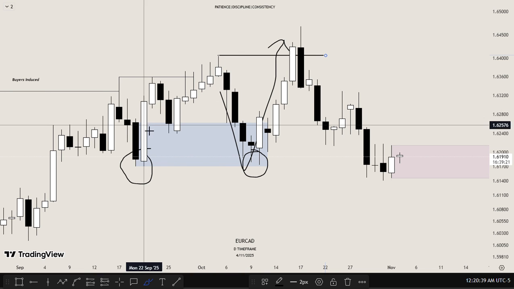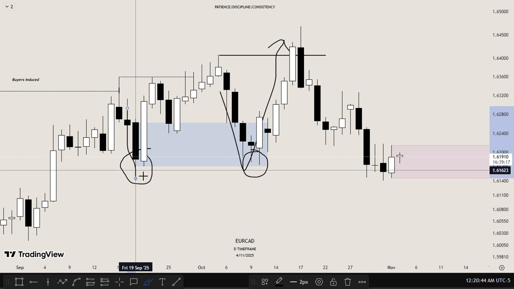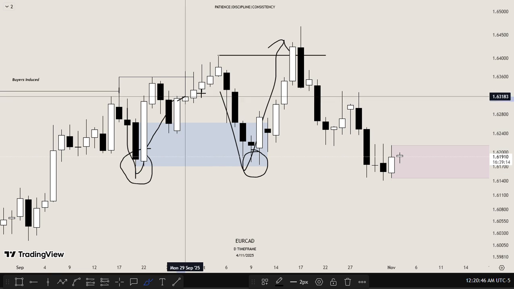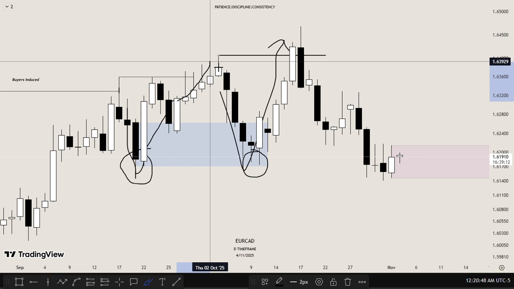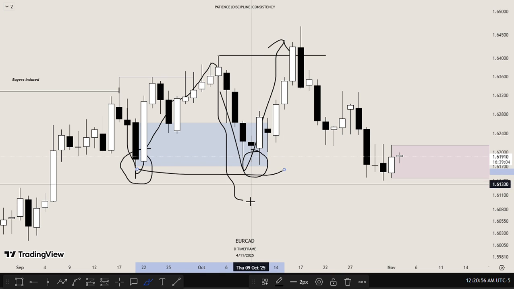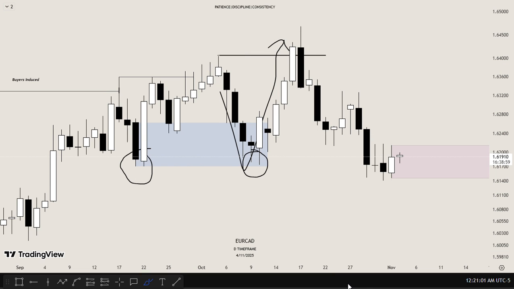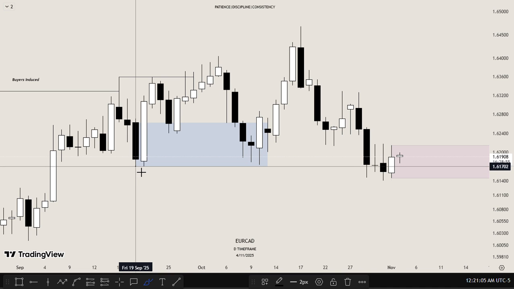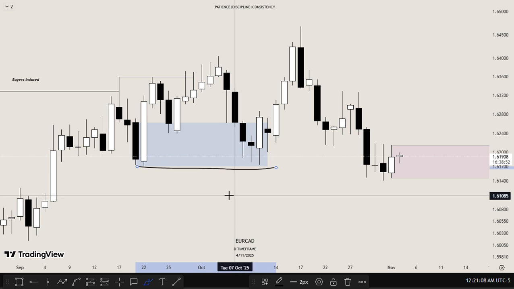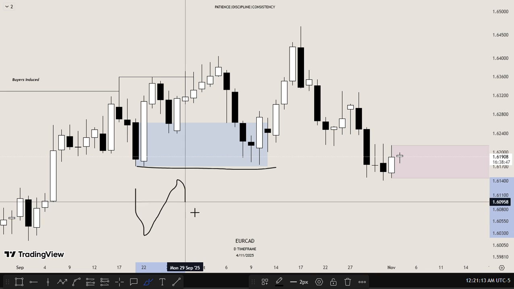Why? Because these induced buyers to the upside. So if you want to buy, we need to come below this level, then buy. But because we never took out this low, this means that we have generated liquidity like this.